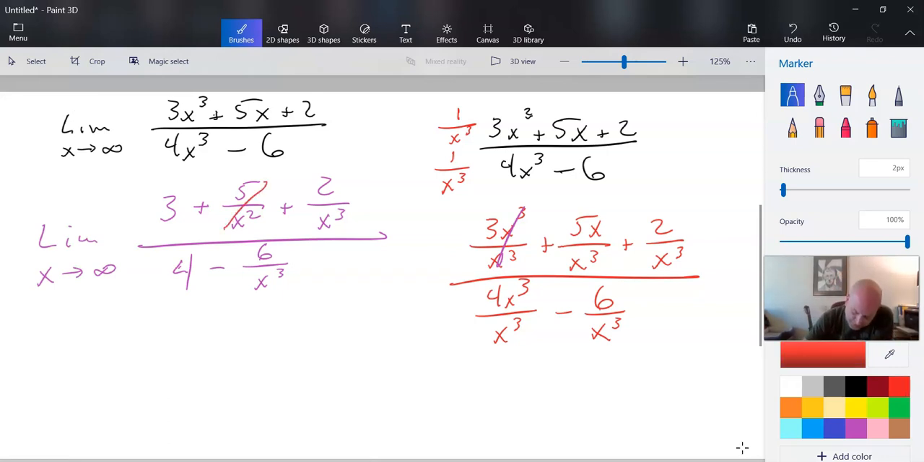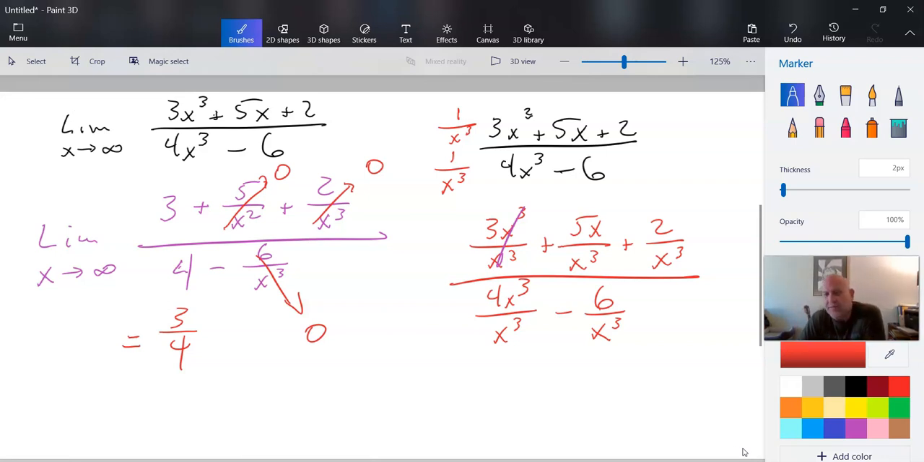Okay, so this one goes to 0, right? Because as x gets bigger, that term gets smaller. That one goes to 0, that one goes to 0, and that one goes to 0. And look what I'm left with. I'm left with 3/4 this time. Which means the limit does exist, and it settles down at 3/4. So this one has an asymptote at 3/4, a horizontal asymptote, right?